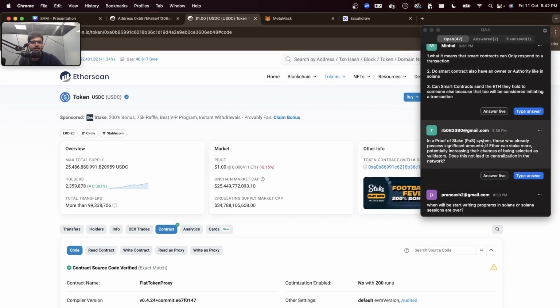Can smart contracts send Ethereum they hold to someone else? So exactly. They can send it, but I need to initiate that transaction.